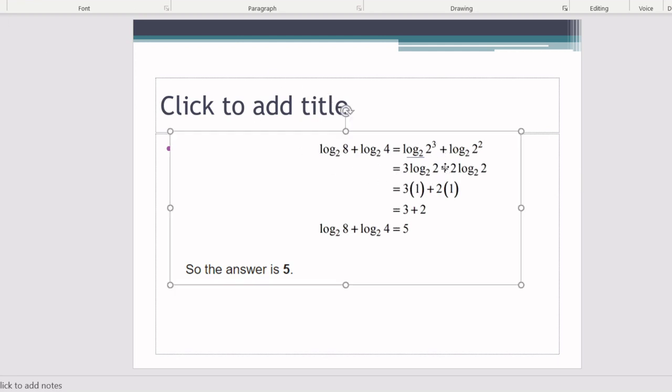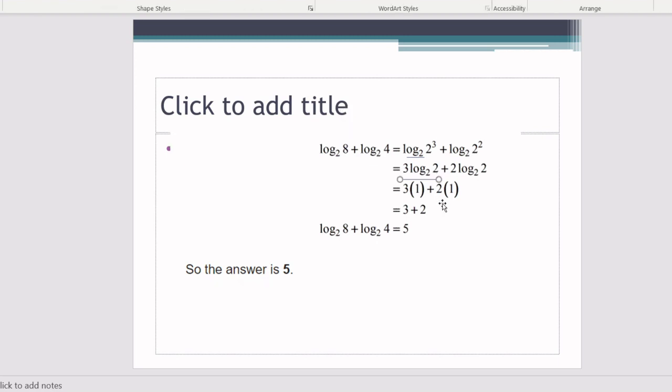It becomes like this. Okay? The second line here, so it becomes 3 log 2 of 2. The 3 comes down, and then the 2 here on the other side. So, 2 log 2 of 2.